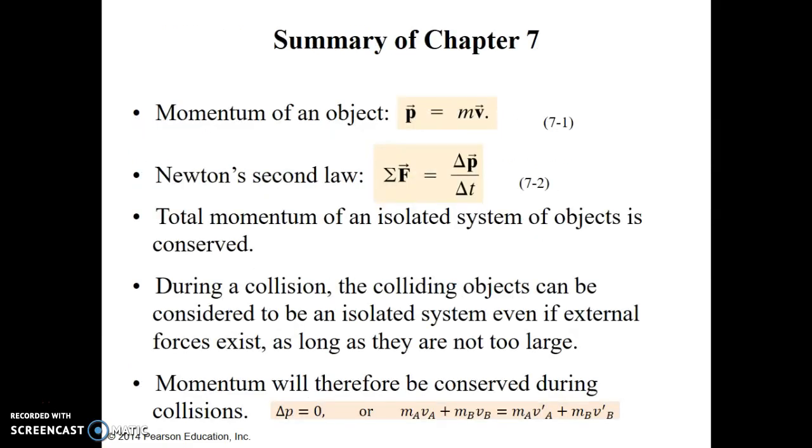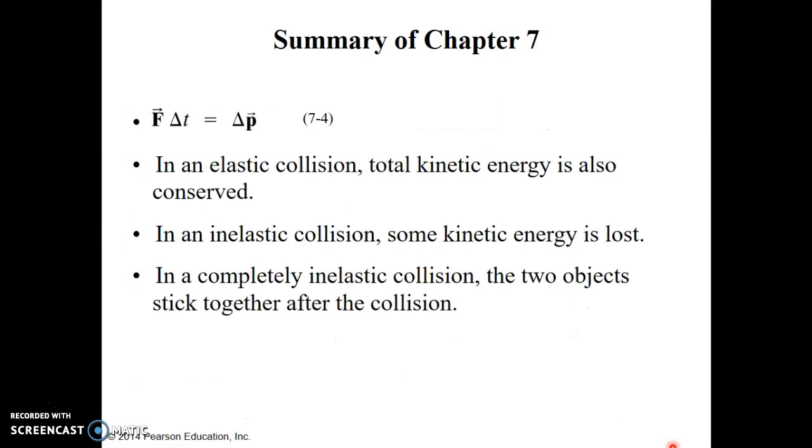Okay, so in summary, we've defined momentum as the product of mass and velocity. Then from Newton's second law, force equals mass times acceleration, we saw that force is equal to change in momentum over change in time. If the system is totally isolated, then your total force is going to equal 0, momentum is conserved. We can use this equation down here at the bottom. And then we also defined elastic and inelastic collisions.